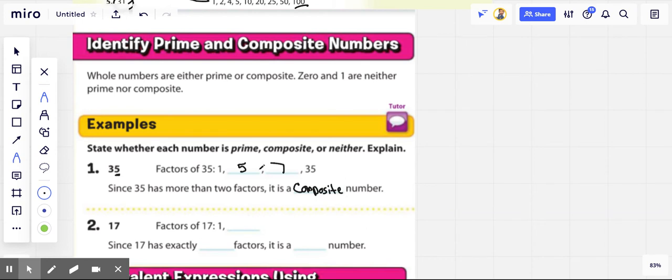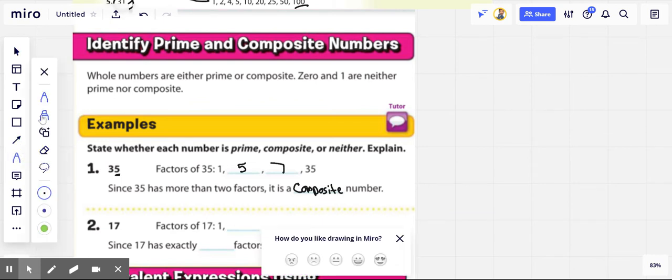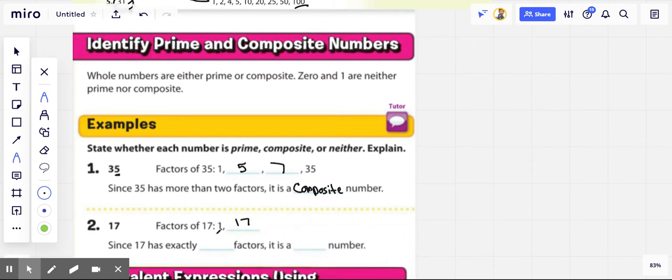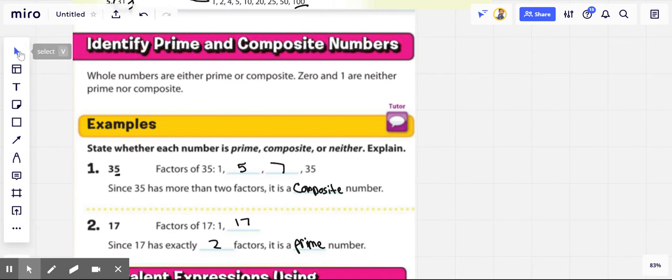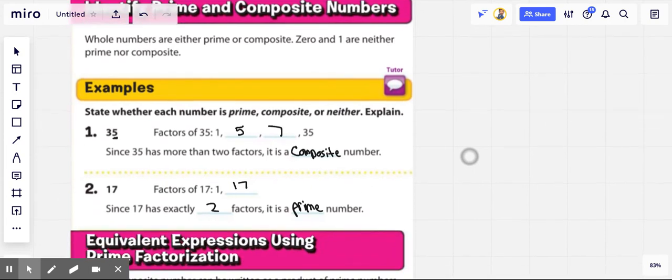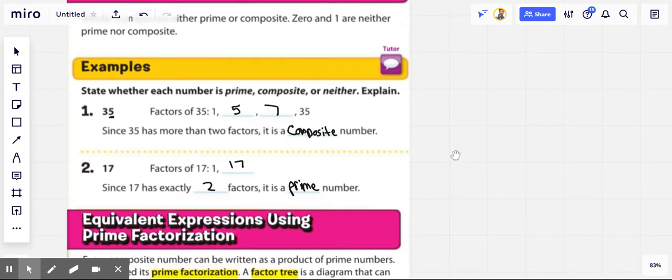Let's go ahead and look at 17. Factors of 17 are 1 and what? Well, 1 and 17. Since 17 has exactly two factors, 1 and 17, it is a prime number. You can kind of remember prime is Optimus Prime. There's only one of those. So you can think of prime as just only one and itself.